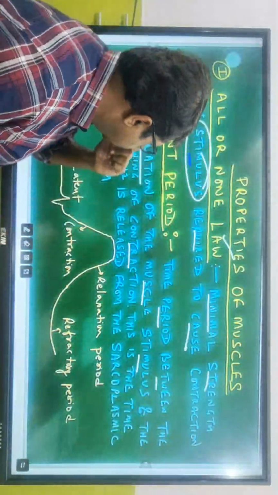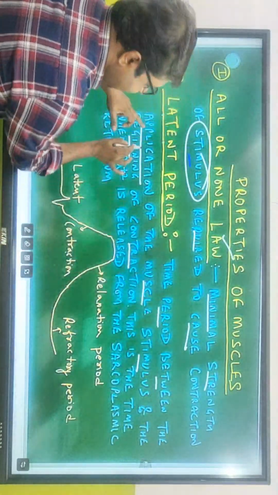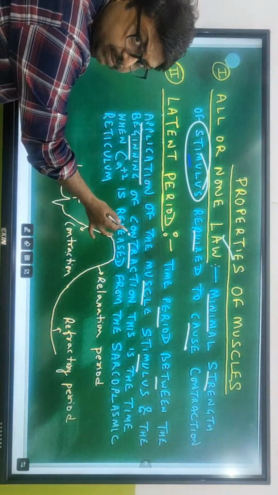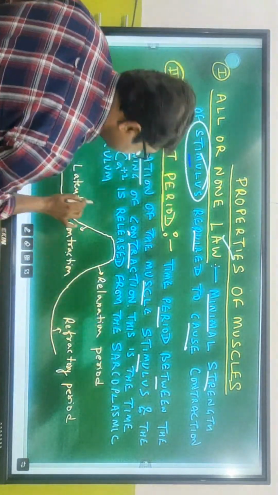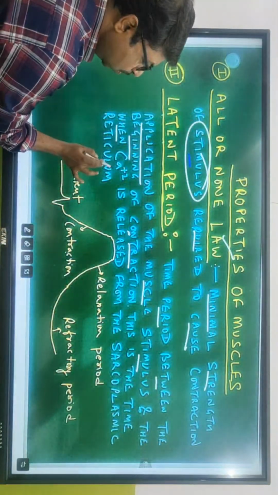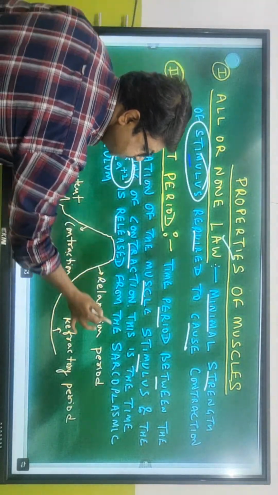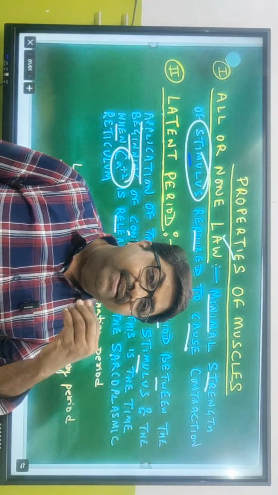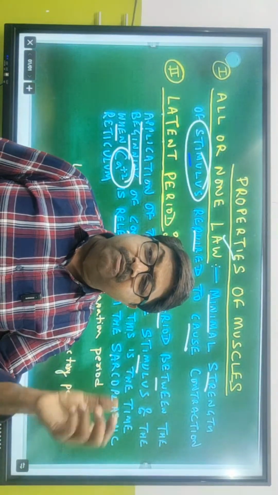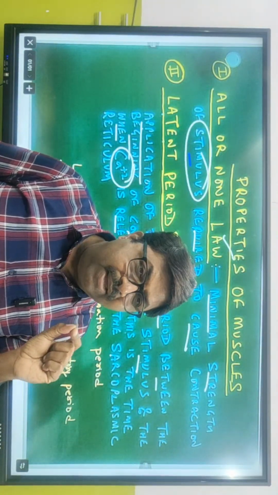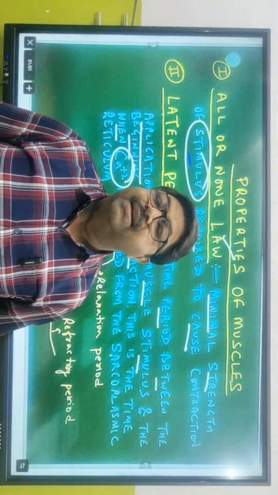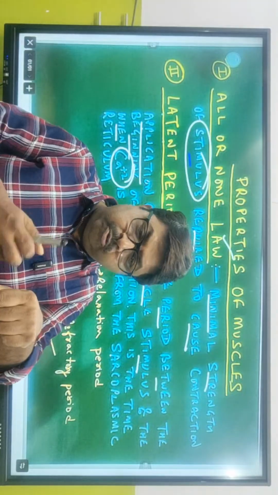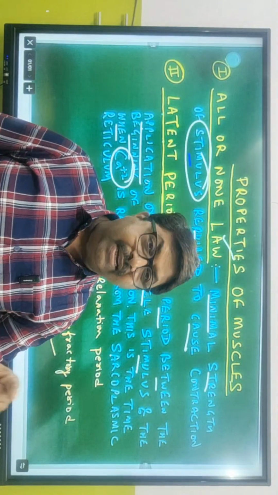We have seen this. That means the time period between the application of the muscle stimulus and the beginning of contraction. This is the time when calcium ion is released from the sarcoplasmic reticulum. So it will take a little time to release calcium ions from the sarcoplasmic reticulum. They are going to take some time, and that time is called latent period. So you see it happening immediately, but there is a microsecond difference, and that is a latent period.